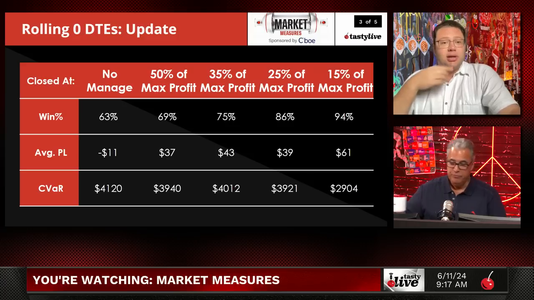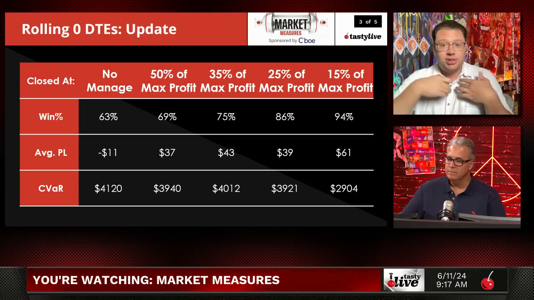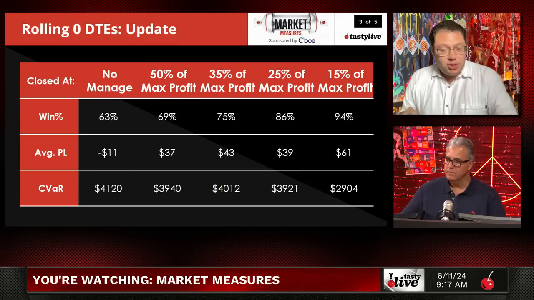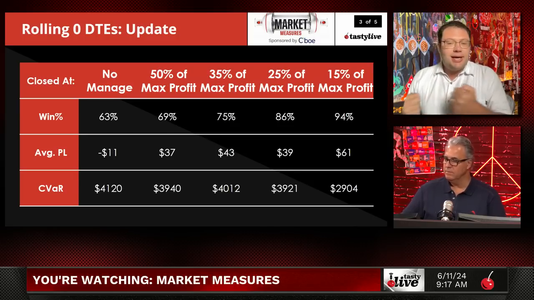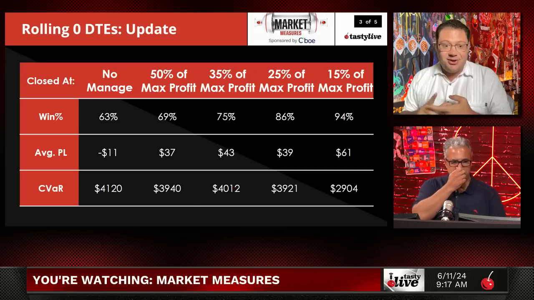So in other words, look at the difference between managing at 50% and 15%. You manage at 50%, which theoretically you'd say, well, I should make more money that way because I'm holding it longer. Instead of selling for $10 and making $1.50, I'm trying to make $5. But what actually happens is, because of the volatility you get intraday as you get closer to the close, it actually deteriorates your average P&L. It goes to $37 and your win rate is 69%.